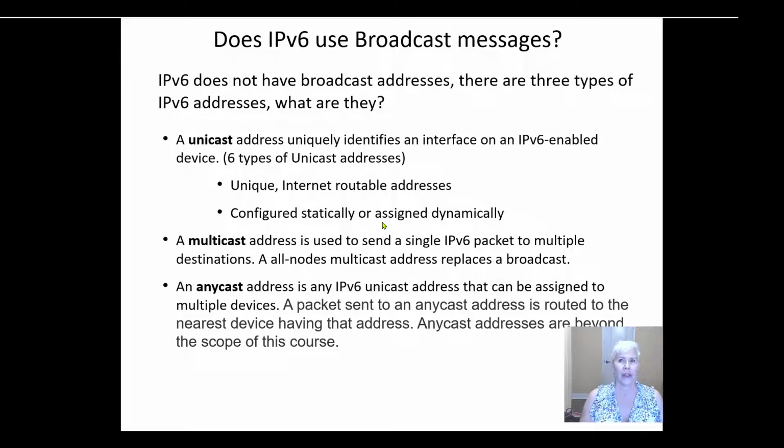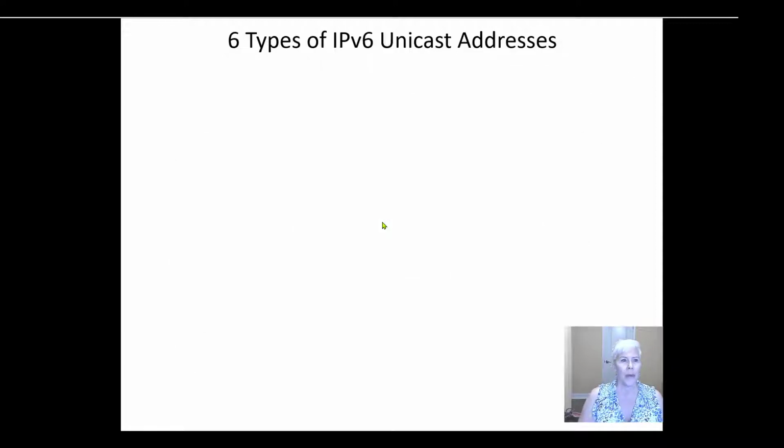Now, I'm not really going to talk more about Anycast addresses because they're beyond the scope of anything that we need to learn in our Cisco classes. But if you move into IPv6 or you work for a company that does IPv6, at that time you may need to learn more about it. Remember I said there are 6 types of IPv6 unicast addresses. Let's take a look at those.